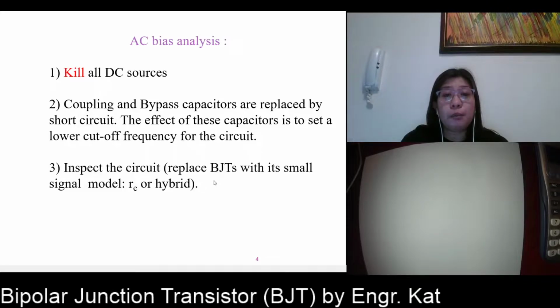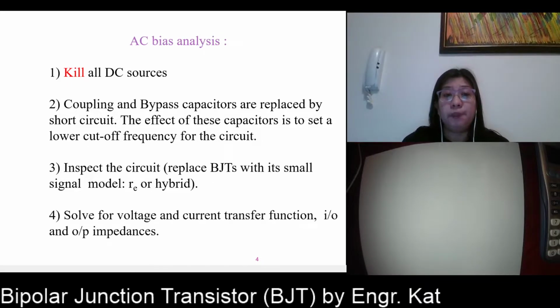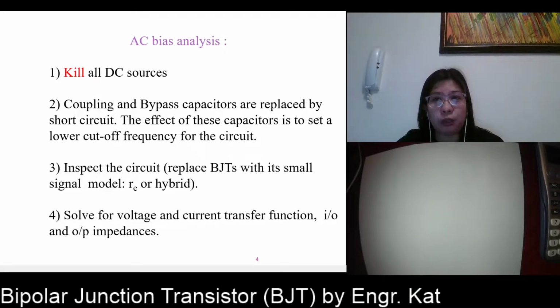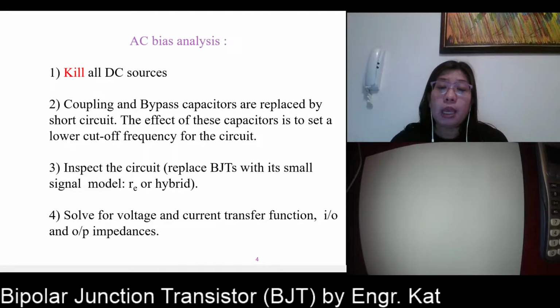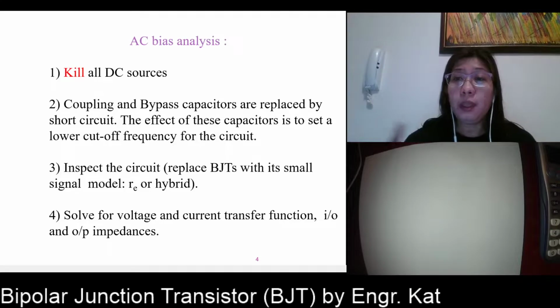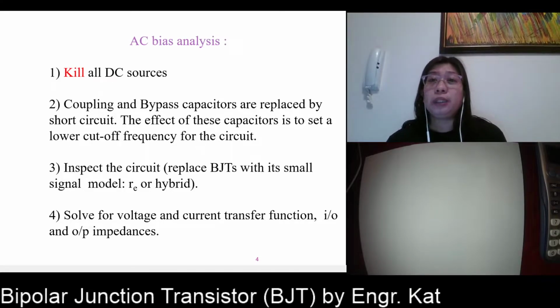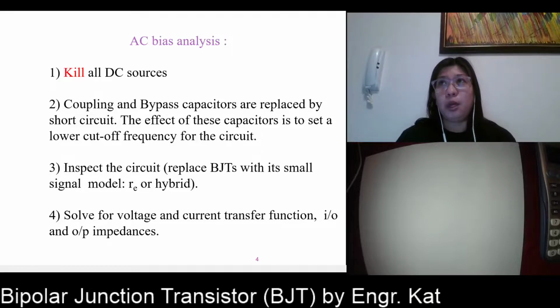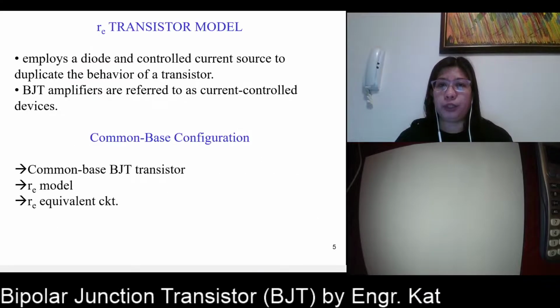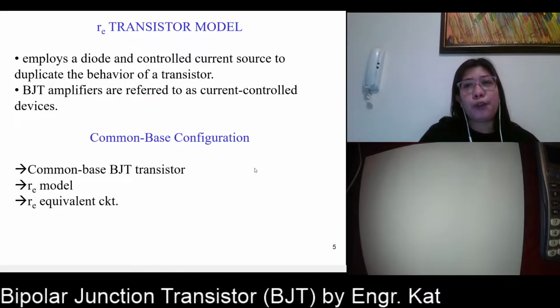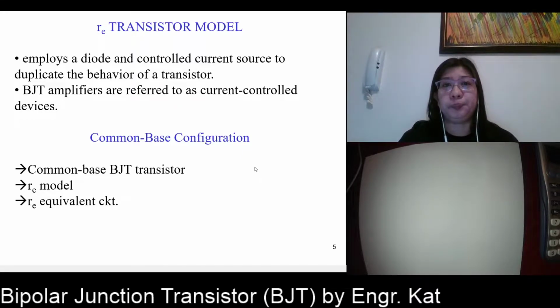We're going to replace your BJT with its small signal model, so it's either the RE or the hybrid. In each model, we will be trying to solve for the four important parameters. What are those four important parameters, as discussed also in the previous video? That will be your input impedance, your output impedance, our voltage gain, and our current gain. Our computations and our analysis will be focused on those four important parameters. We will be starting first with the RE transistor model.